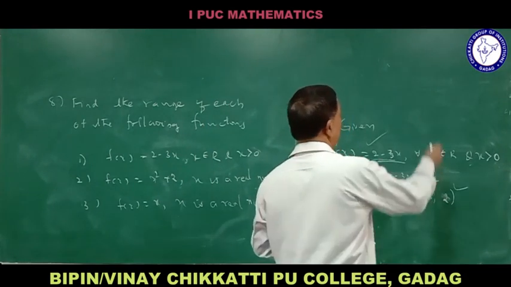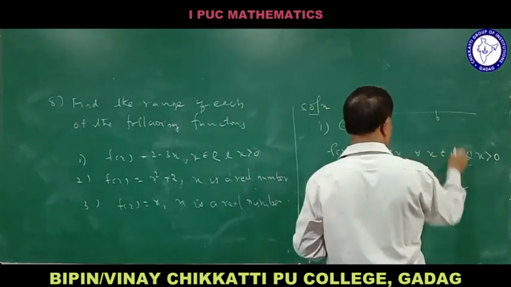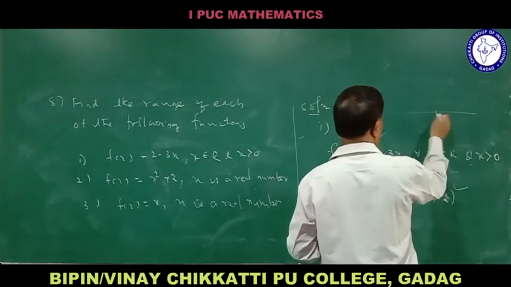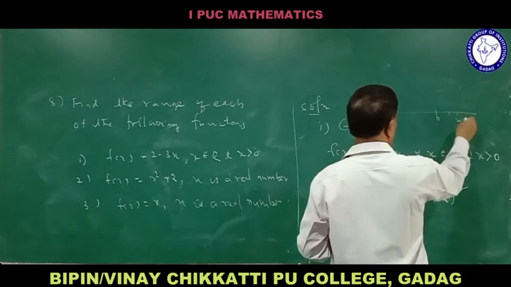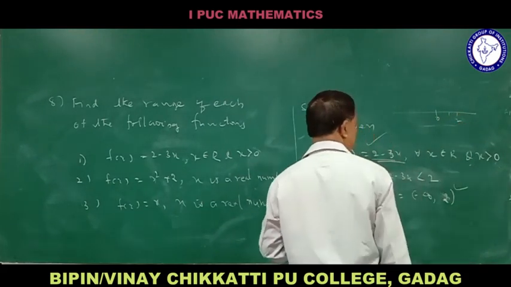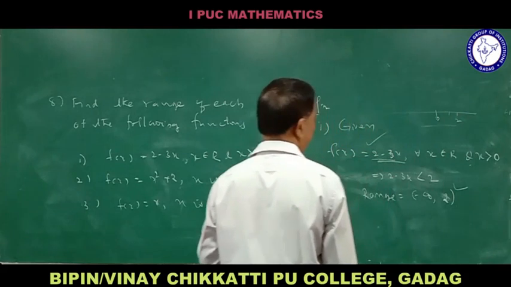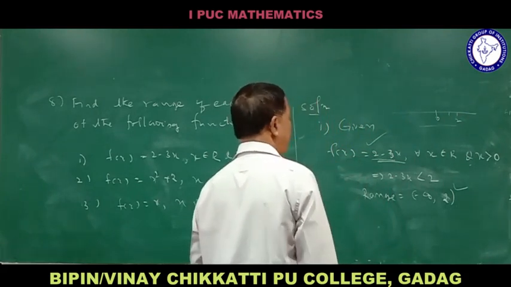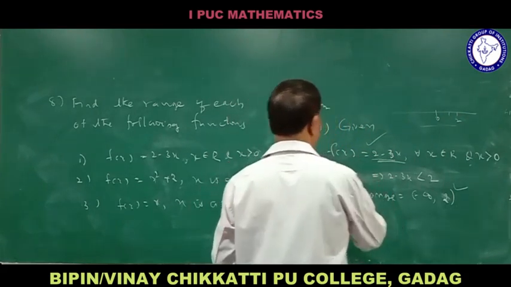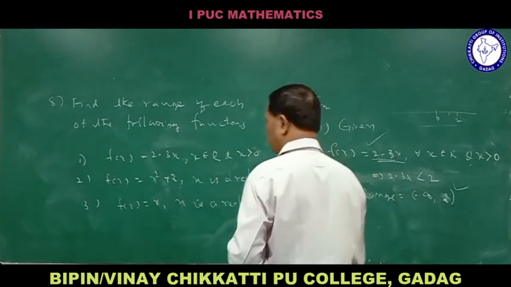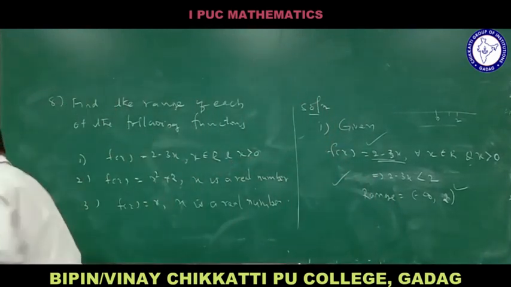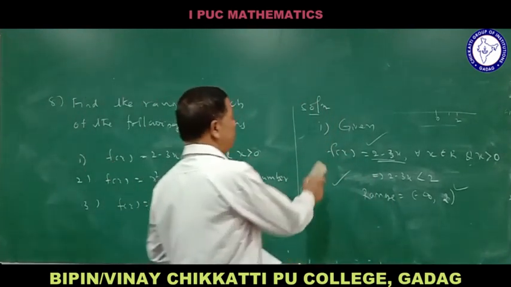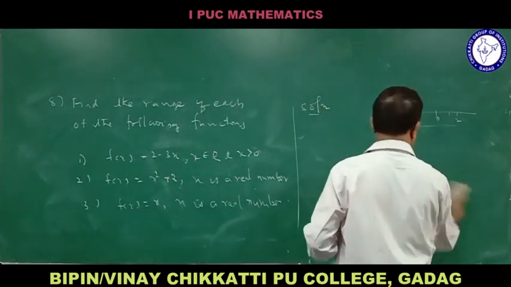So you go like this. You have to see lesser than 2, and for the values of f of x, you will take any value, you will get negative. This is the range, minus infinity to 2. Both ends are open.